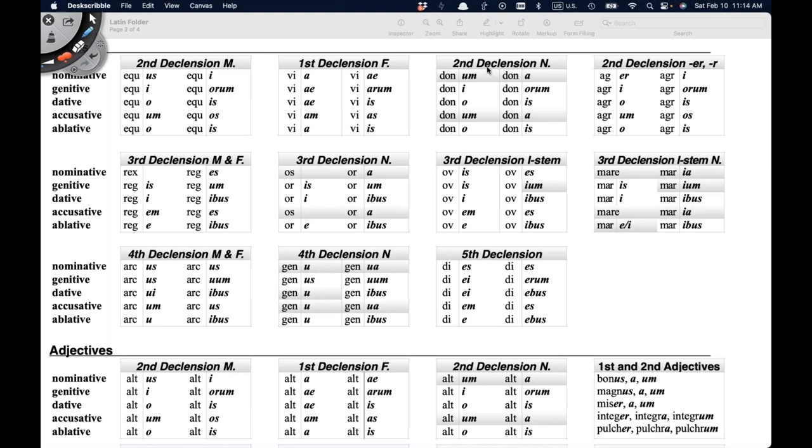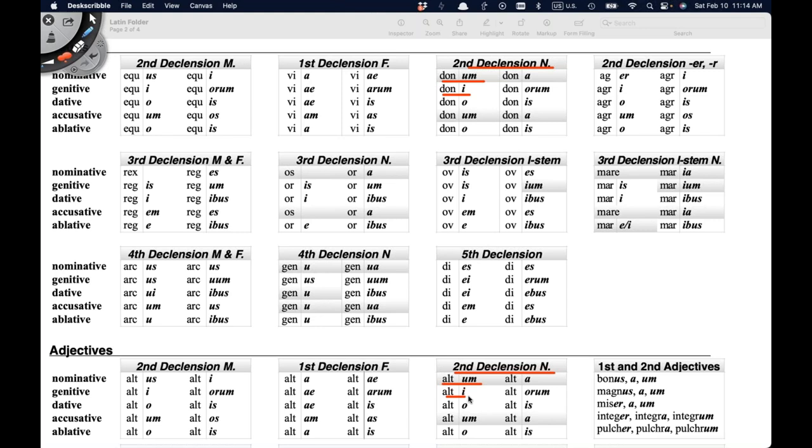And then, of course, the same with the neuter. Since we're in the neuter category over here, we're going to stay in the neuter category down here with the adjectives. We're not going to say donum altus, because then those two wouldn't agree. They're not in the same column. So donum altum means the high gift.